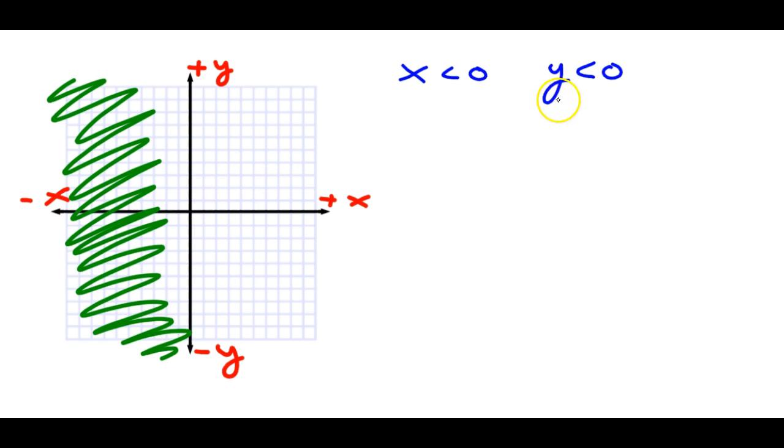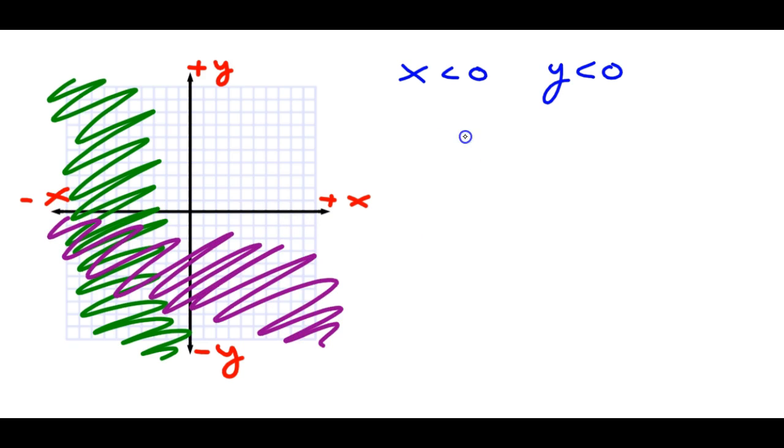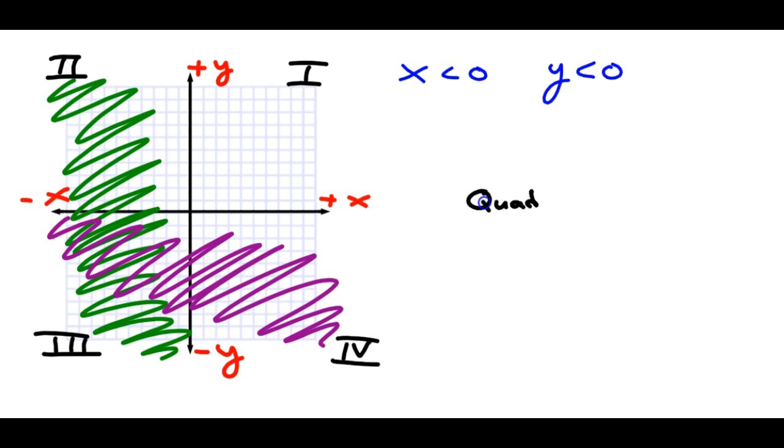Same thing for the y. We want y to be less than 0, so it's going to be below the x-axis. Anything below here, you're going to get a negative y-coordinate when you look at any of these points. So we want one that satisfies both conditions. That's where the green and the purple overlap. So remember how we label our quadrants. This is quadrant 1, 2, we're going counterclockwise, 3, and 4. So our answer is going to be quadrant 4. Not quadrant 4. What am I saying? Quadrant 3.